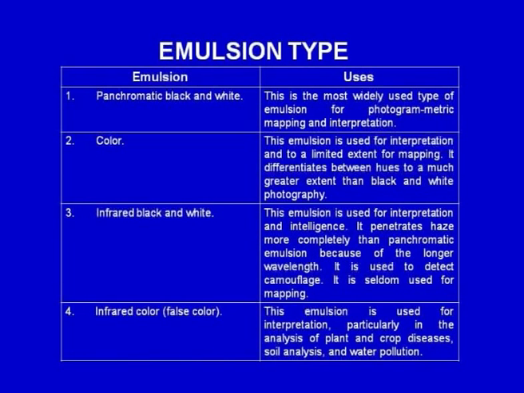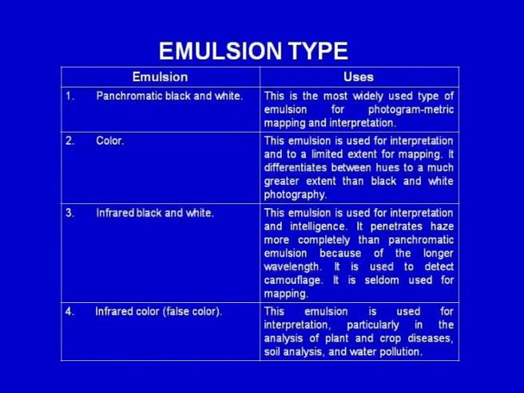The next emulsion, or the film type, is infrared black and white. This emulsion is used for interpretation and intelligence. It penetrates haze more completely than panchromatic emulsion because of the longer wavelength. It is used to detect camouflage. It is seldom used for mapping purposes.